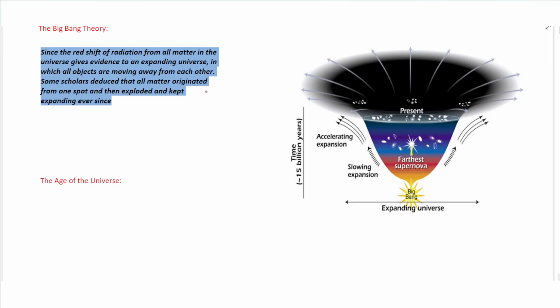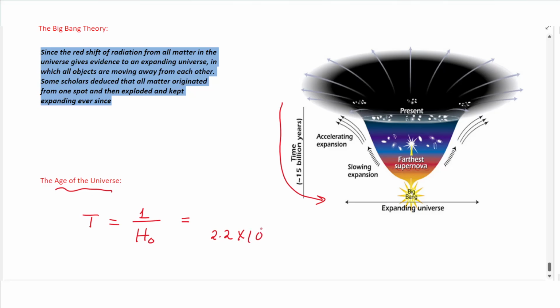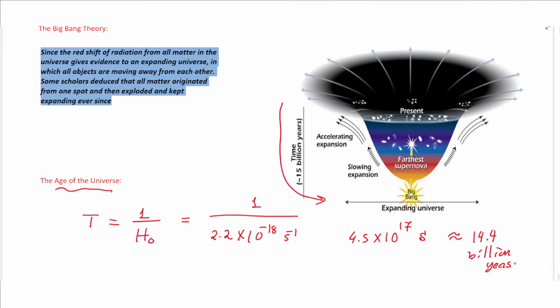And using this theory, we can calculate the age of the universe going back in time to the Big Bang. We can calculate the age of the universe, which we call capital T. It is equal to 1 over the Hubble constant, and the Hubble constant is 2.2 times 10 to the power of -18 second to the power of -1. So we divide 1 over this, we get approximately 4.5 times 10 to the power of 17 seconds, which is approximately 14.4 billion years. And you can convert from seconds to years by dividing by 365, then by 24 and 60 and 60 minutes and seconds.